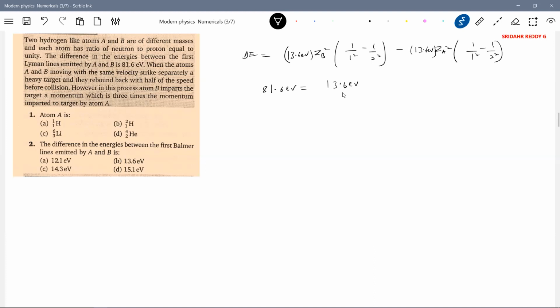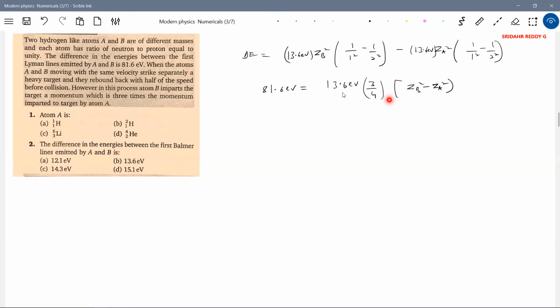13.6 electron volt. This should be equal to 1 minus 1 by 4, which is 3 by 4. Bracket term 3 by 4, bracket common, ZB square minus ZA square. So we should calculate the atoms A and B. What are those atoms A and B? Then again, after getting the value of Z, the charge of the nucleus, we can come for the second one, the first line of Balmer series. So somehow we should calculate this ZB and ZA.